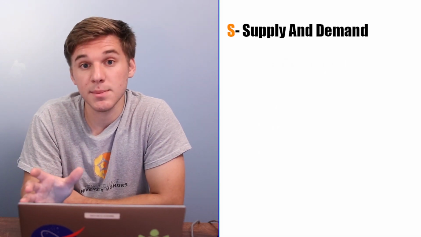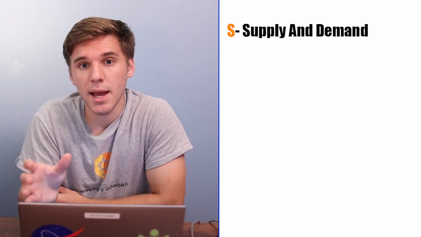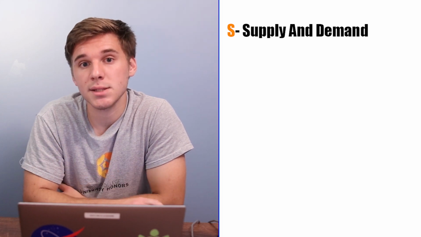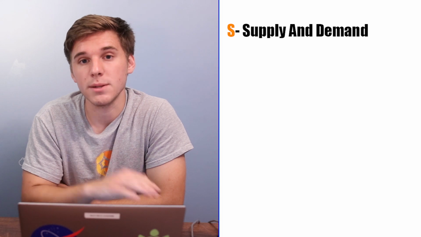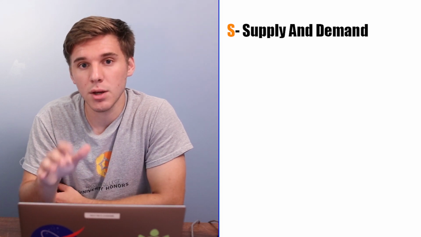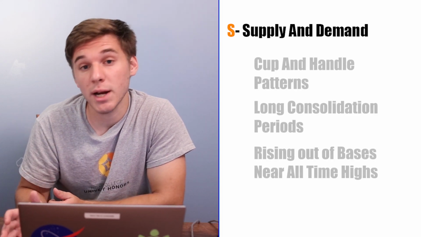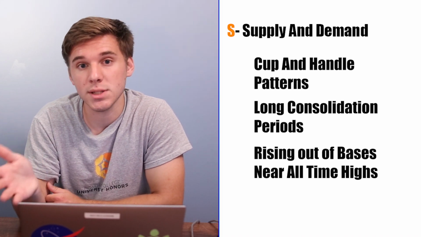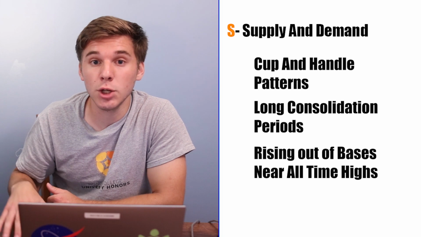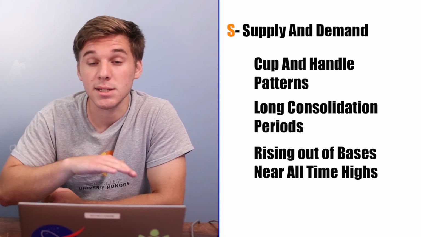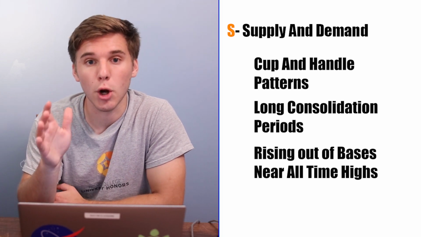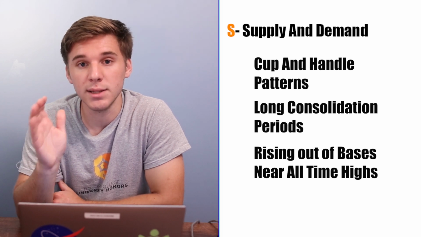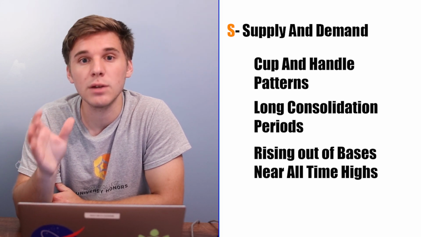The S in CANSLIM stands for supply and demand, and this means that you should be looking for stocks that have little supply left while demand is suddenly streaming in. So you should look for constructive price patterns like cup and handles or long consolidation periods near all-time highs. And then you should make your purchase of the stock as it is coming through the pivot point on large abnormal volume. This will ensure a good supply and demand relationship.